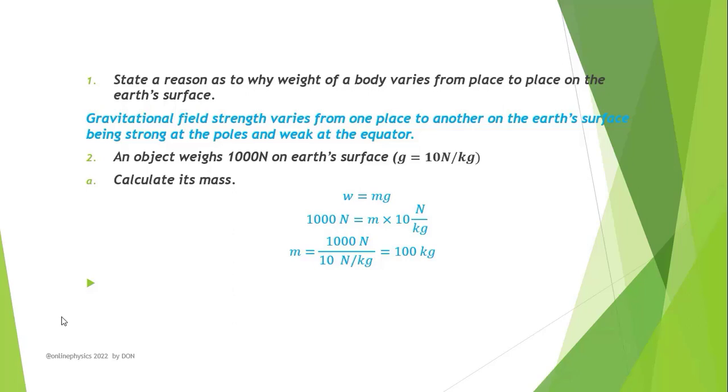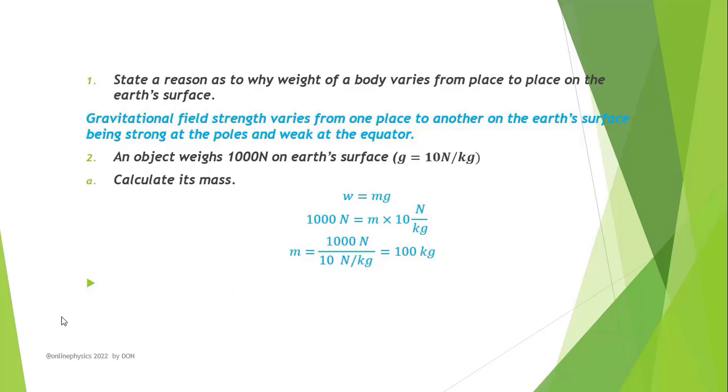Now, we have talked about the gravitational field strength. This gravitational field strength varies from one place to the other on the Earth's surface, being strong at the poles and weak at the equator. So that is the key reason. The gravitational field strength varies from one point to the other.